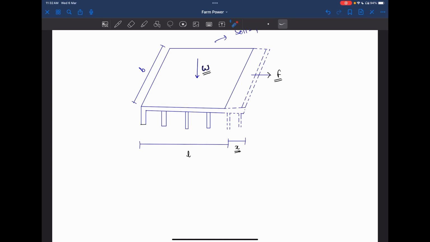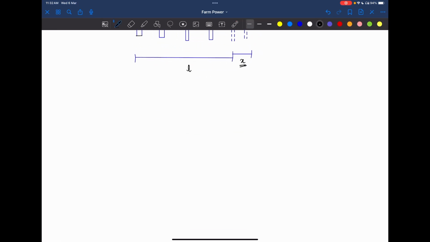So this is the finding of Mohr, in which he told that the force F, which we have written over here, is a function of AC plus W tan phi.